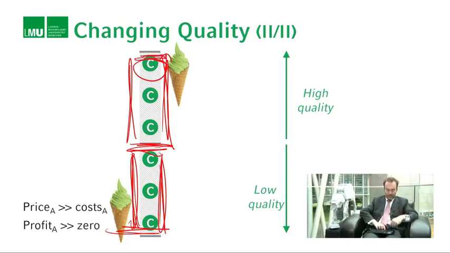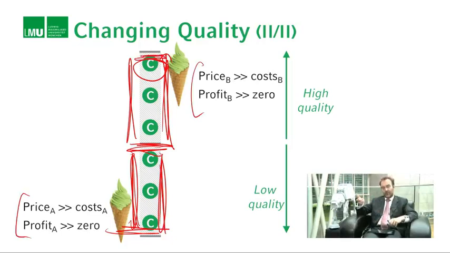And as it turns out, both firm A and firm B make positive profits, and they make even higher profits than if they were more closely located to each other.